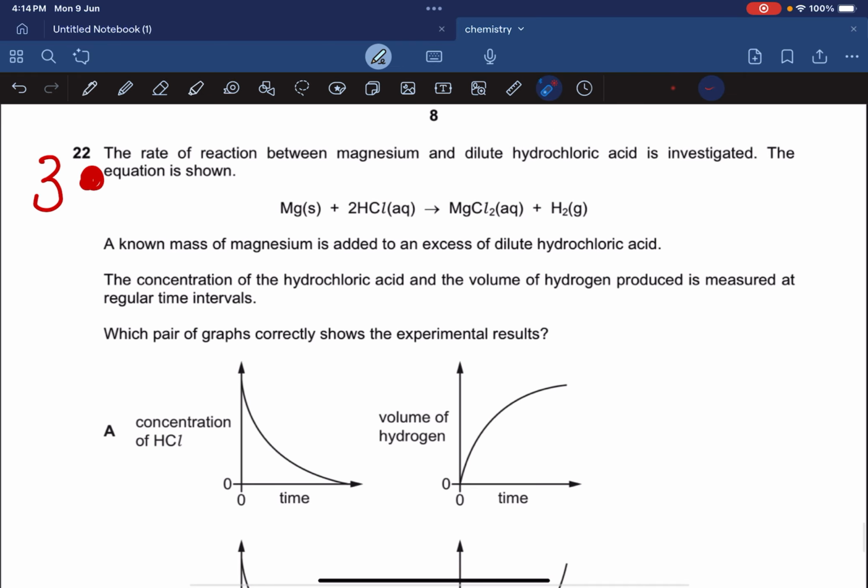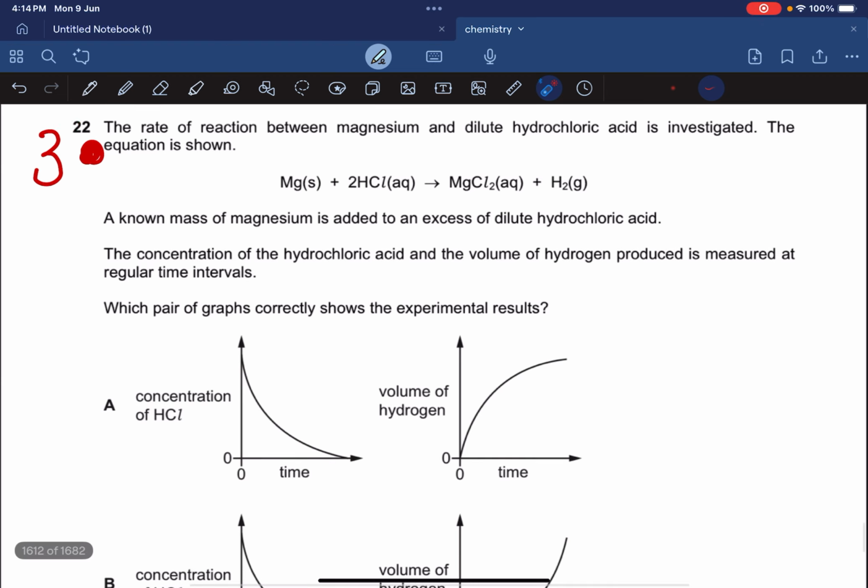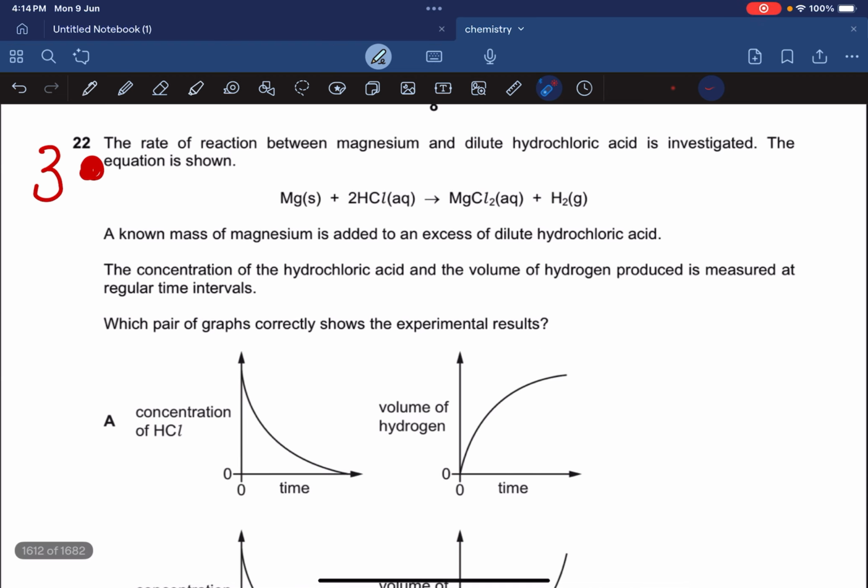So now we have another very beautiful MCQ. It's also going to be tough. Just don't be intimidated by these MCQs because they are the toughest from the past 10 years. So don't be worried. Try to solve them by yourself if you want to have good practice. The rate of the reaction between magnesium and dilute hydrochloric acid is investigated.